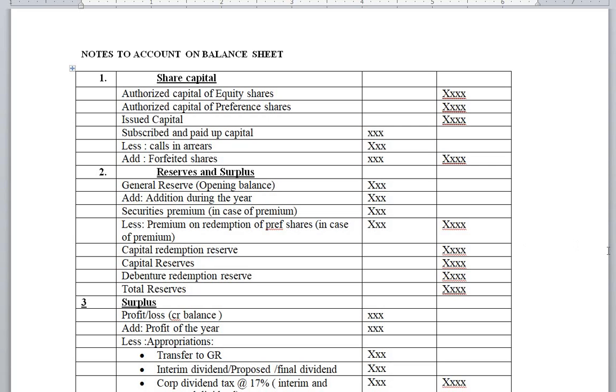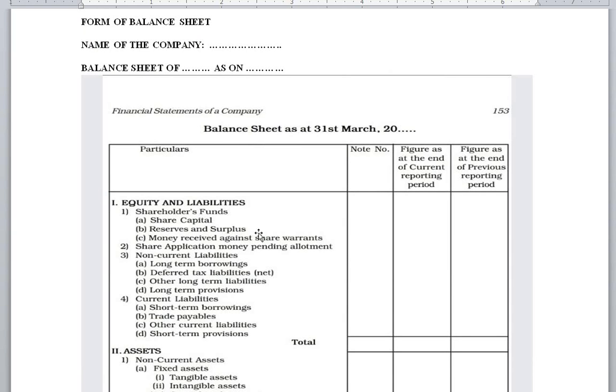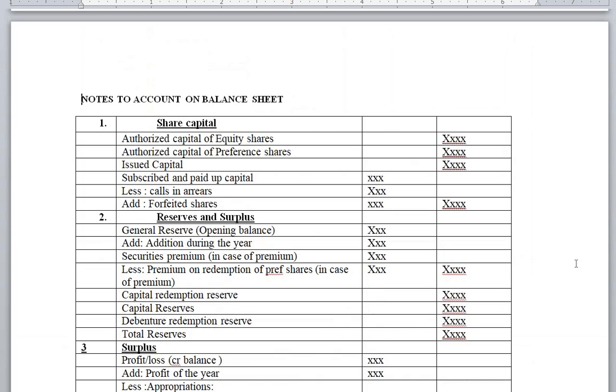There in the format, what is given in the format is reserve and surplus. So you cannot simply post the total reserve. You will have to add reserve and surplus, and that total amount will be posted here in the format, isn't it? So after reserve, you also have to look at the surplus.